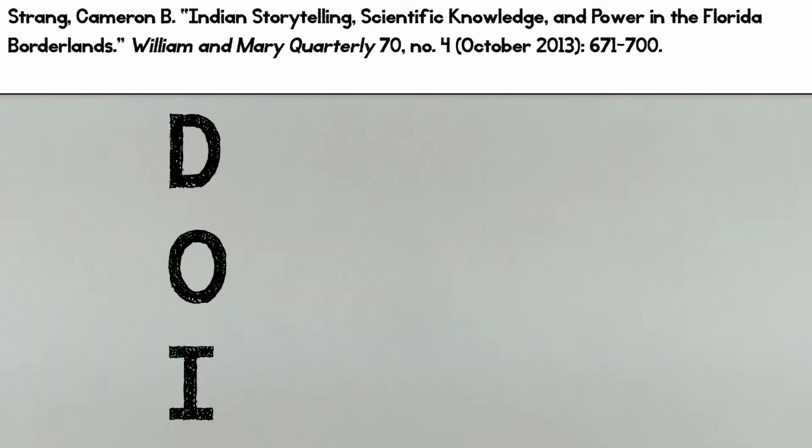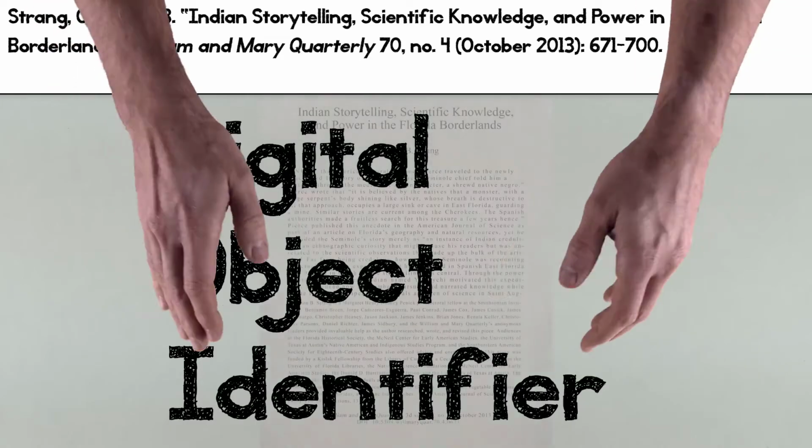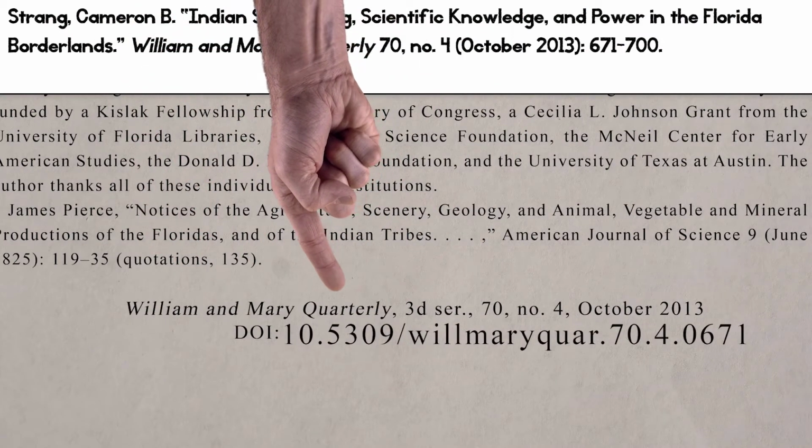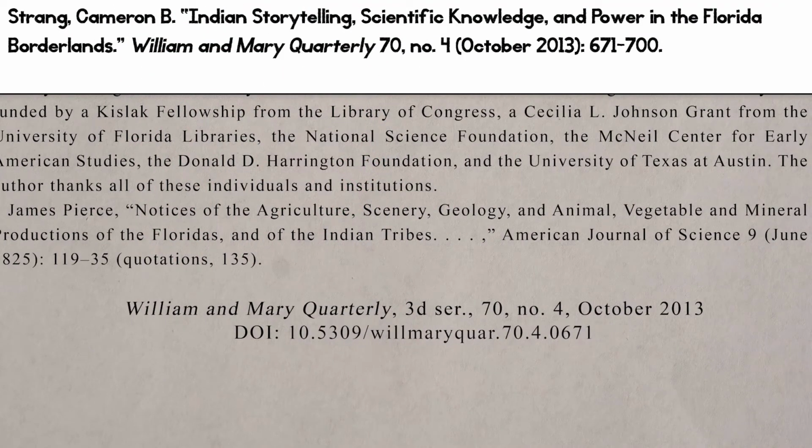Yay, abbreviations! DOI stands for Digital Object Identifier. Here it is at the bottom of the first page. It's a unique string of numbers and letters that are assigned to many, but not all, of the articles produced since the year 2000. If your article comes with a DOI, that's what you use to cap off your citation.